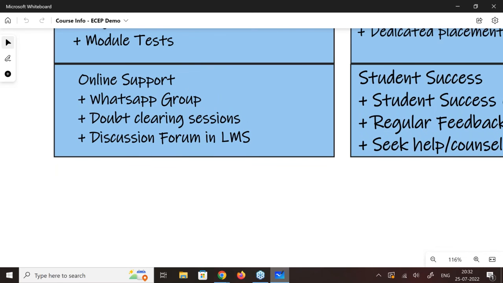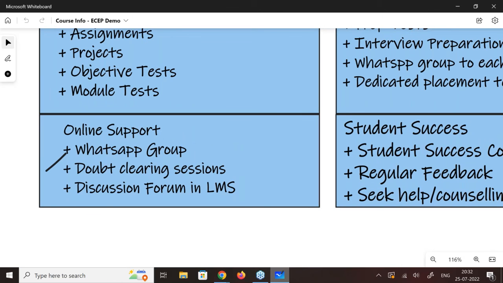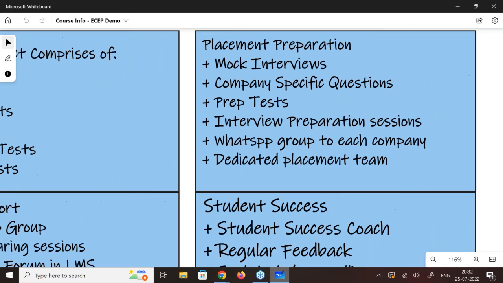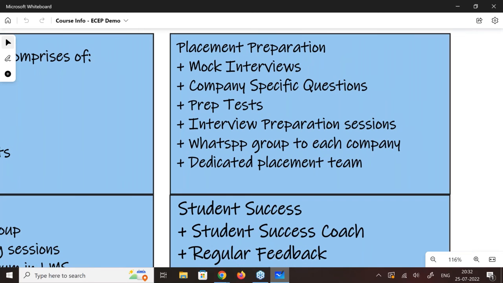Apart from the regular classes, this is important that we also are prepared for placements. So we have a very streamlined placement process, and for every company that comes, right, we will create a WhatsApp group and we'll have activities running around it. So first and foremost, before you can apply for a job, right, we will ensure that you are prepared for that. So what we do is we'll conduct mock interviews, and by attending mock interviews, you'll come to know where you stand in terms of your performance.